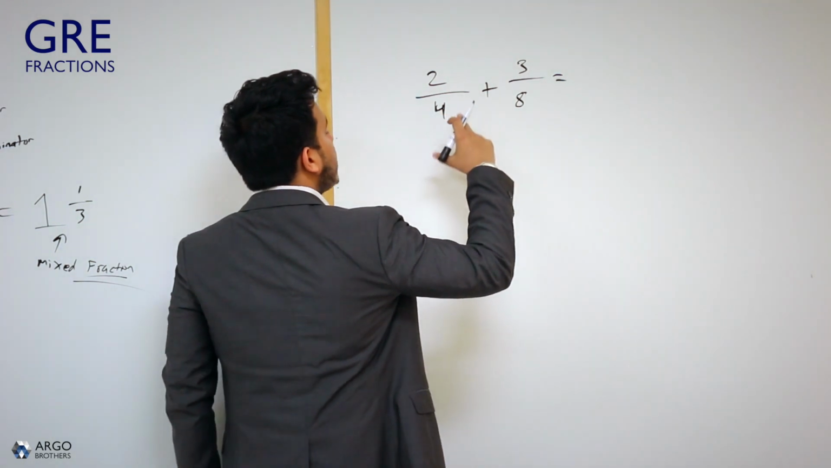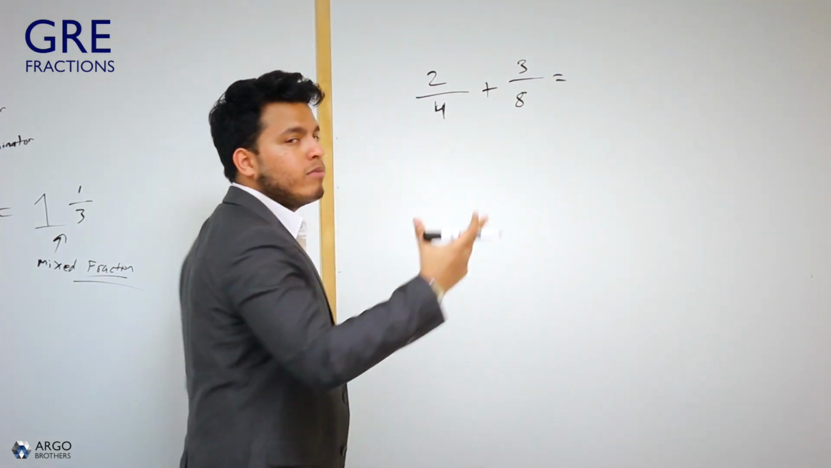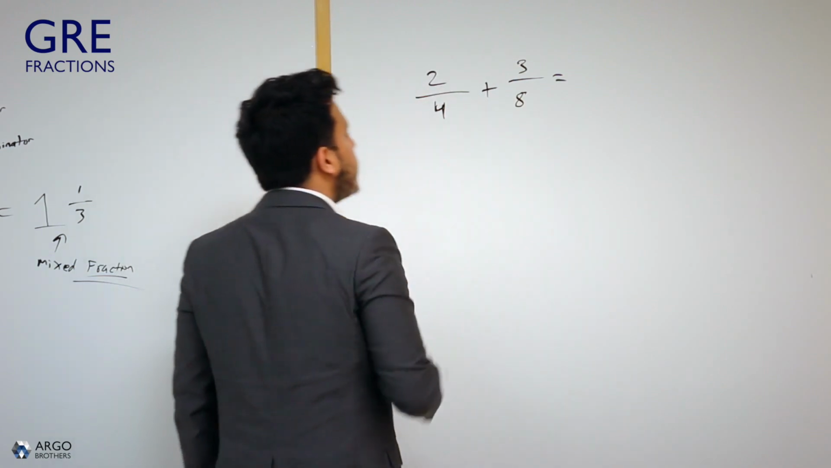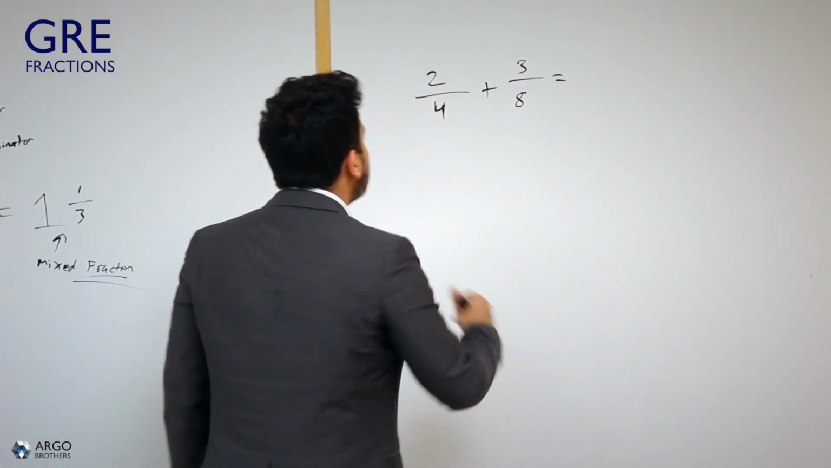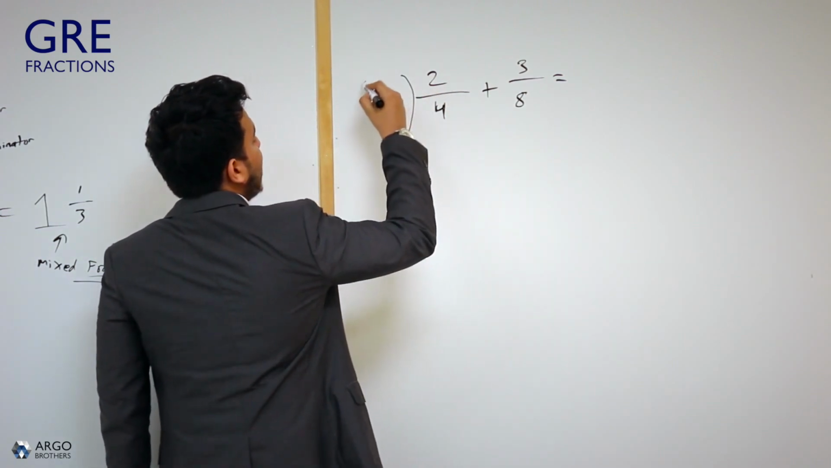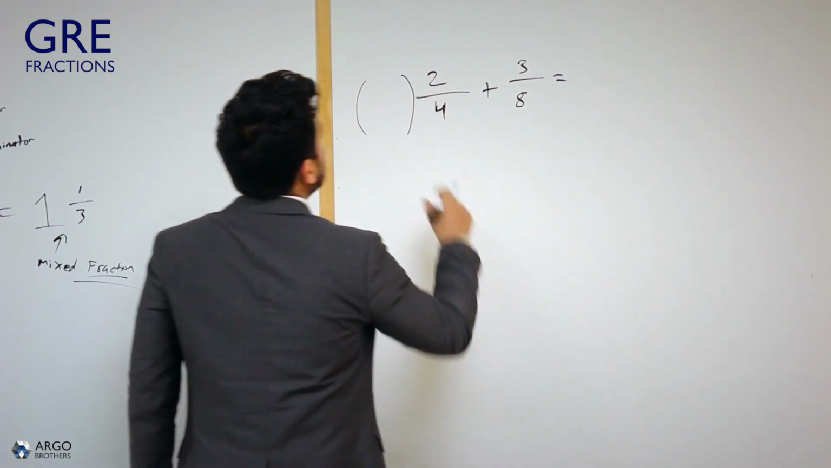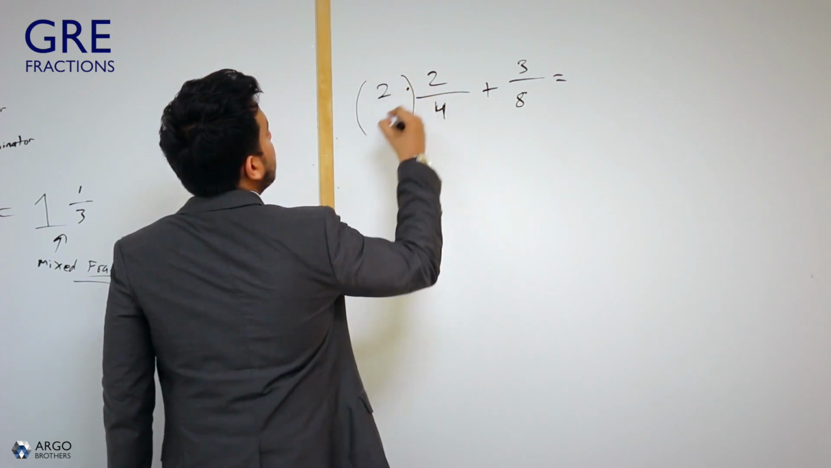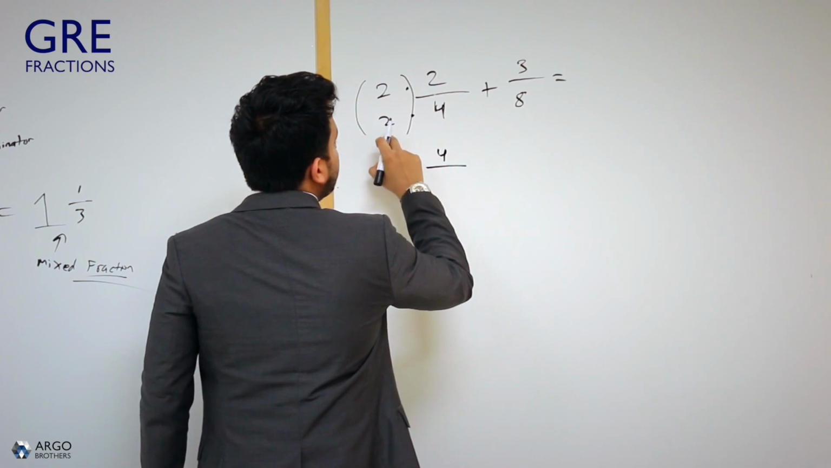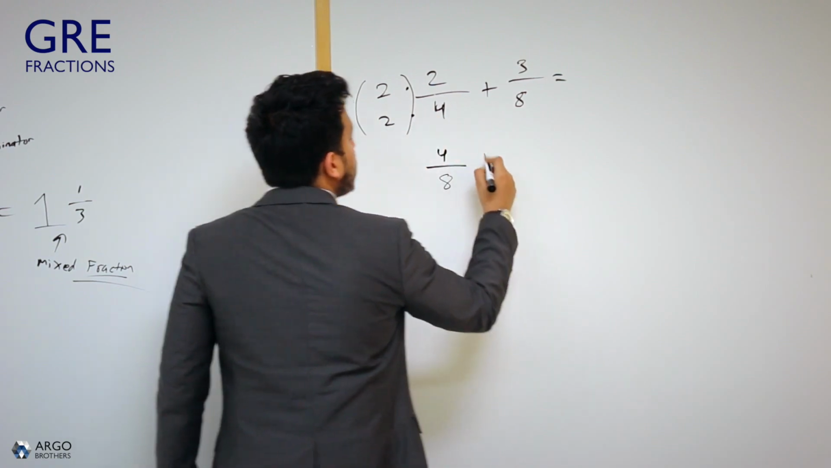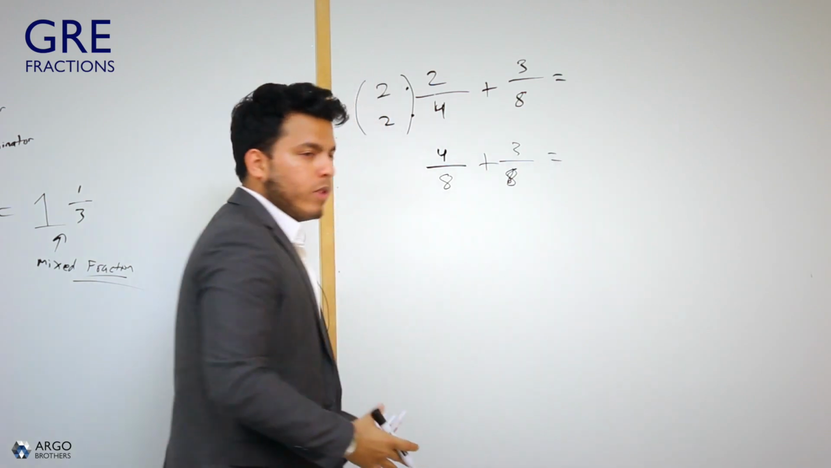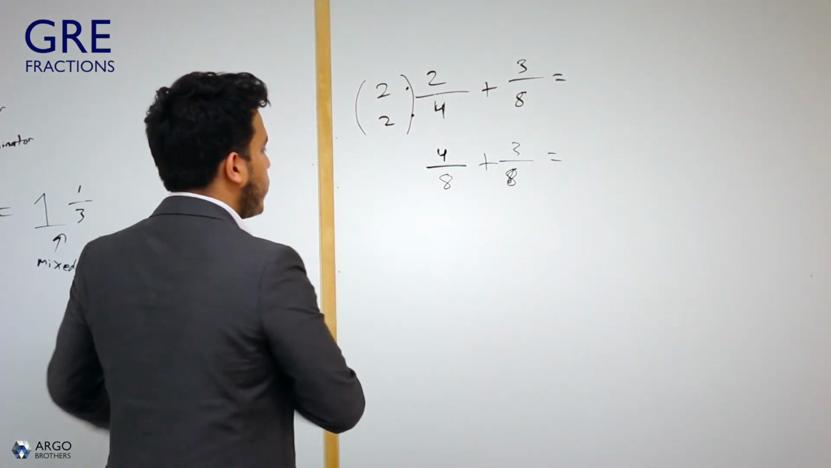Well, if I multiply this by 2, 4 times 2, I must also multiply this by 2 because whatever I do to the denominator, I must do to the numerator as well. So I don't change the actual value of the fraction. So I will multiply 2 times 2 and 4 times 2. What do I get? Well, 2 times 2 is 4 over 2 times 4 is 8 plus 3 over 8, right?